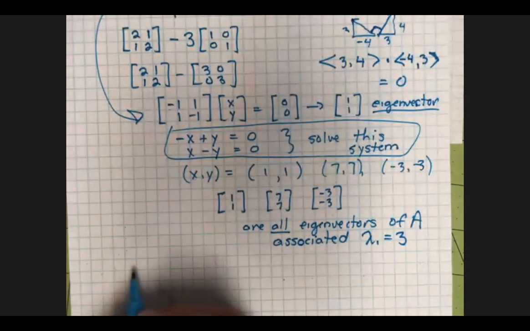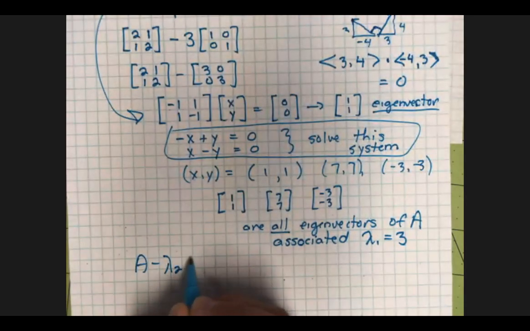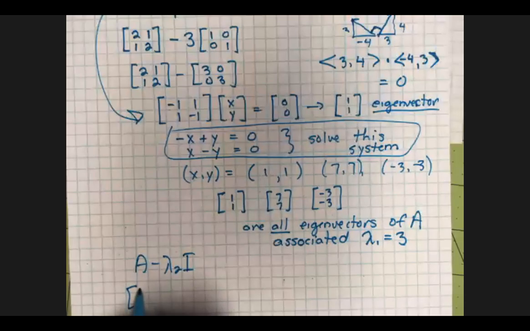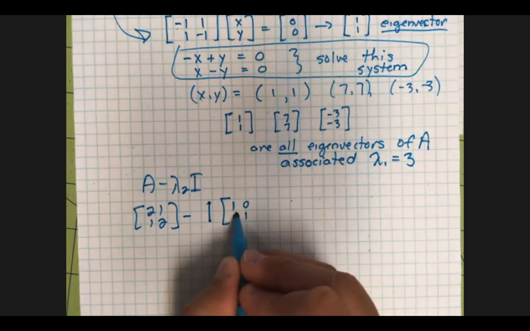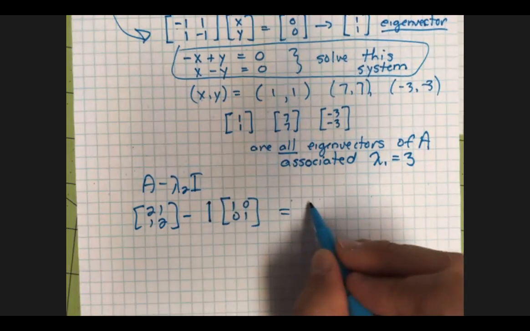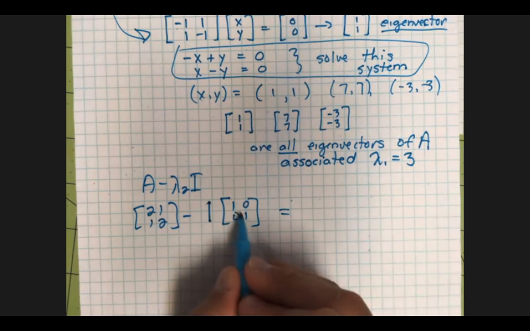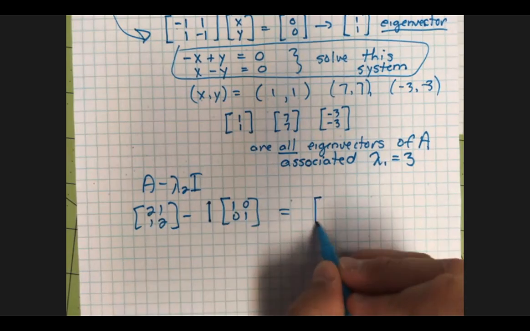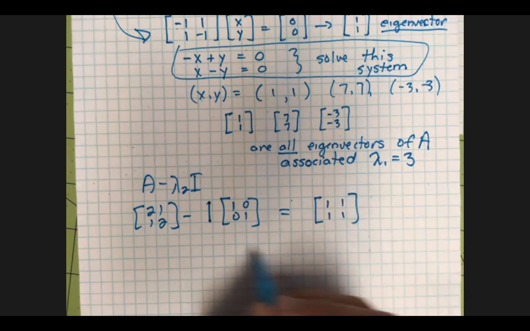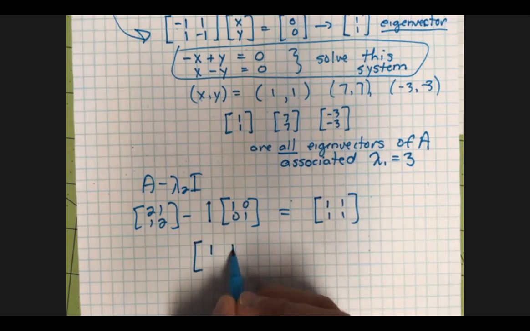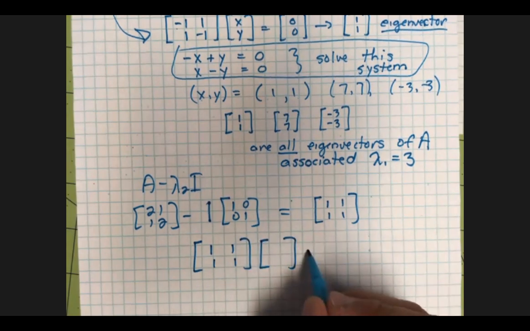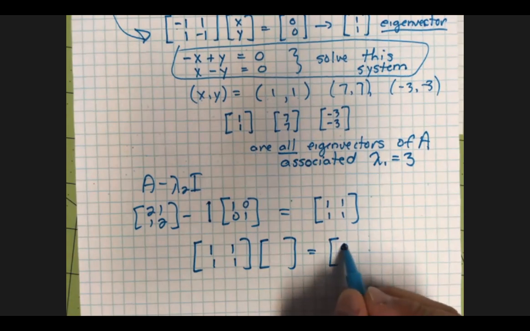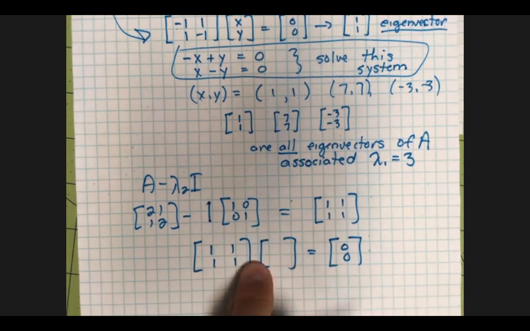Let's try it on the other one. A minus lambda 2, I. And that is [2, 1; 1, 2] minus 1 times [1, 0; 0, 1], the identity. What's that matrix? That matrix means subtract 1 on the main diagonal. Subtract 1 on the main diagonal. Give me a [1, 1; 1, 1]. I don't want you to think too hard. Give me a vector that's simultaneously perpendicular to (1, 1) and (1, 1).